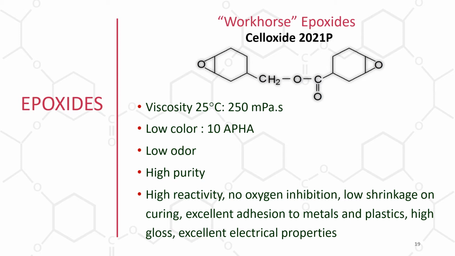The workhorse epoxide most commonly used is this cycloaliphatic epoxide shown on this slide. The trade name for this material is Celloxide 2021P, and it has a low viscosity, so at room temperature, 250 millipascal-seconds, typically in a low color, low odor, easily obtainable and high purity. It's very highly reactive. There's no oxygen inhibition when you're using this material. It has low shrinkage, excellent adhesion to metals and plastics, a high gloss, and excellent electrical properties.